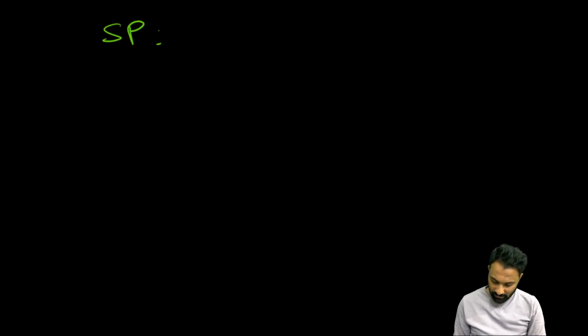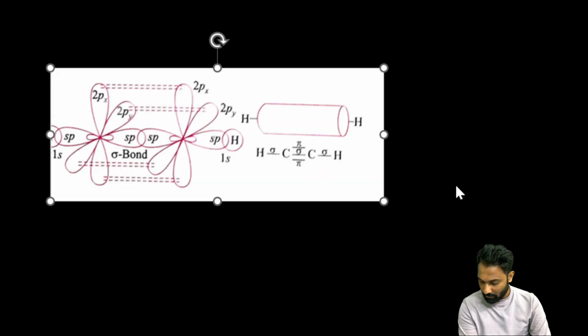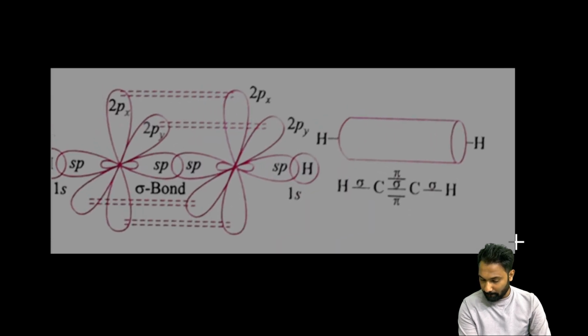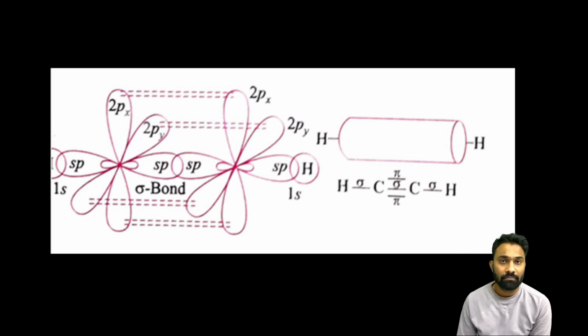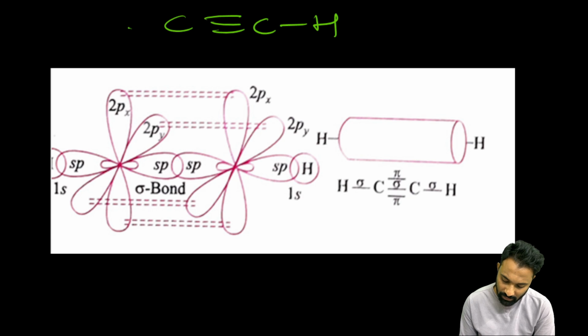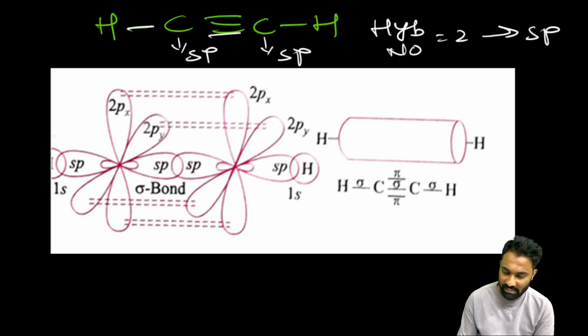Now in this sp case, I will explain directly. In this sp molecule we are going to talk about ethyne, C2H2. In C2H2, carbon is triple bonded to carbon, and each carbon is bonded to hydrogen. The hybridization of this carbon is sp, and this carbon is also sp. How? One sigma, two sigma bonds, so the hybridization number is 2. If the hybridization number is 2, that is sp.